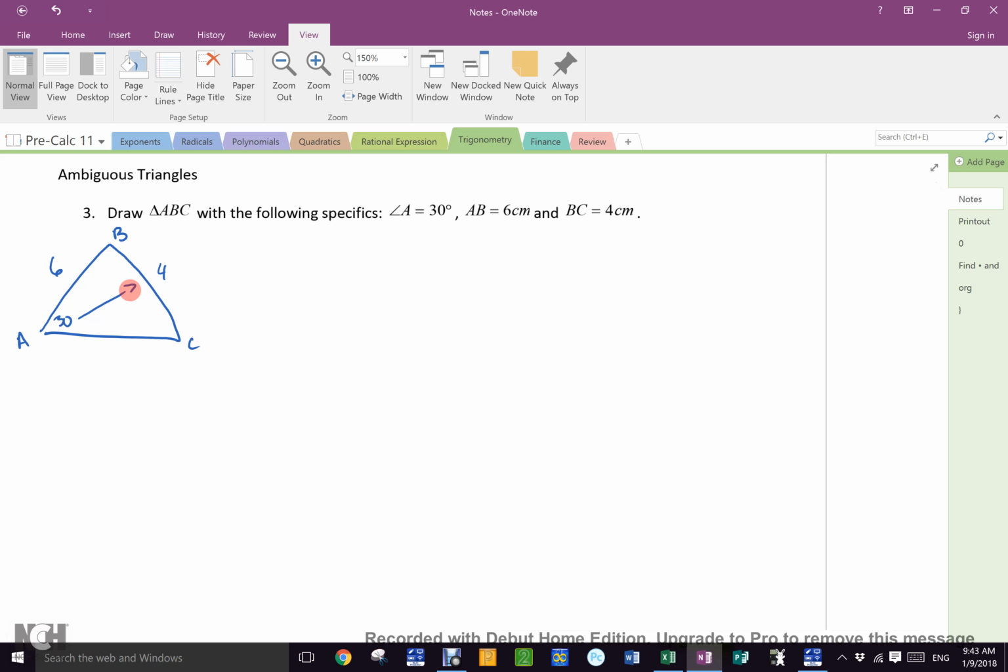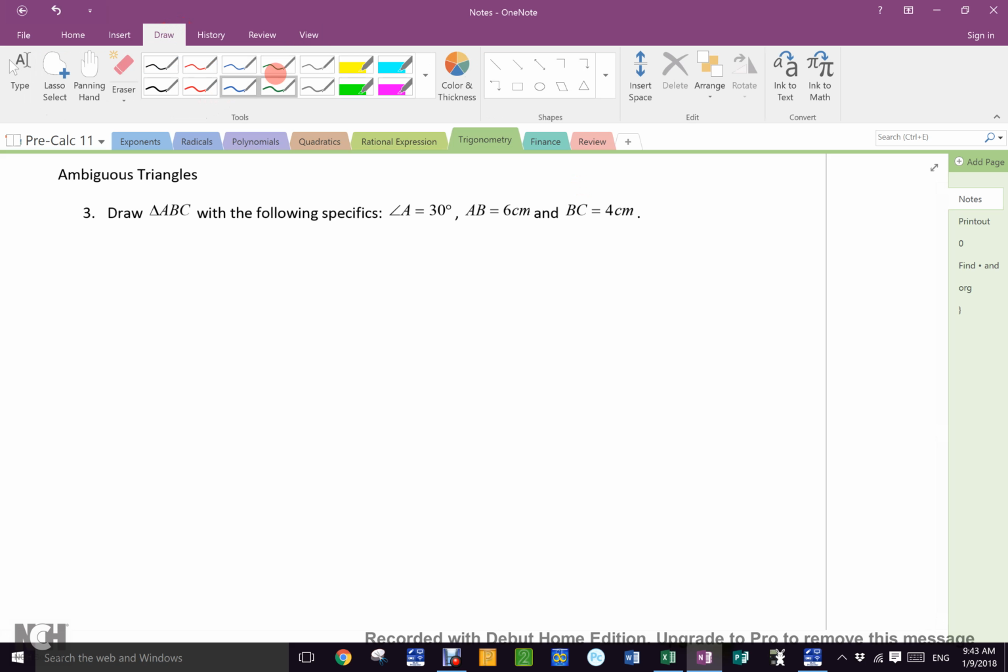BC is 3 in your notes. Son of a motherless goat. All right, so BC is 3. Well, that just changes slightly how I'll be teaching this. So BC is 3 centimeters.